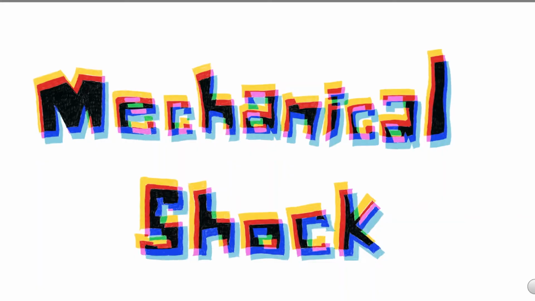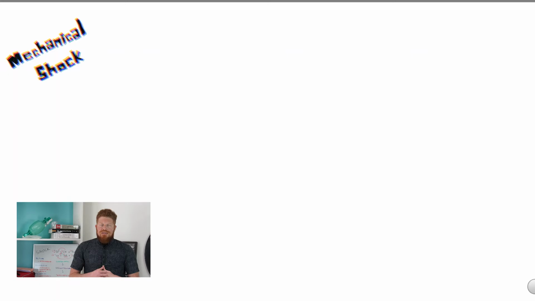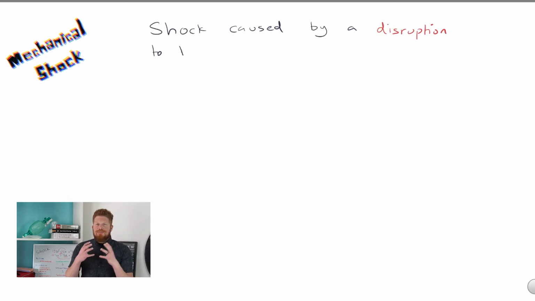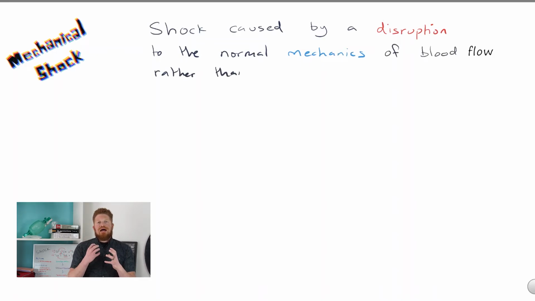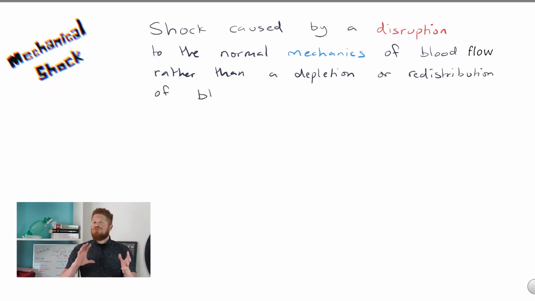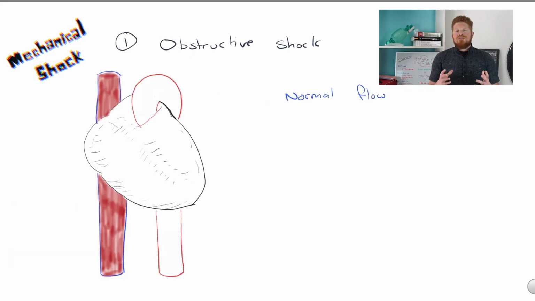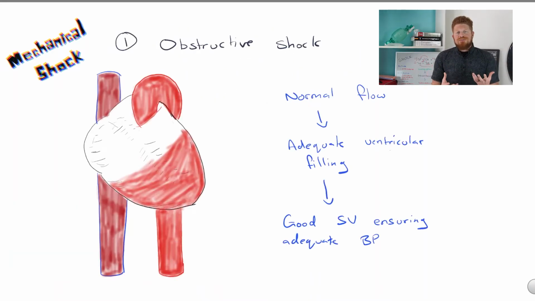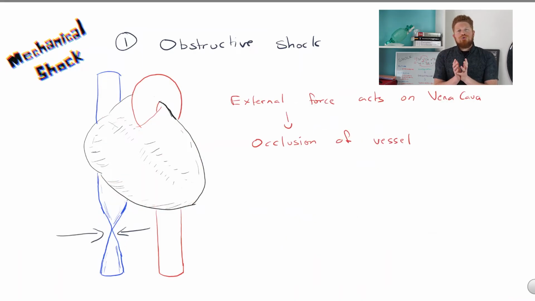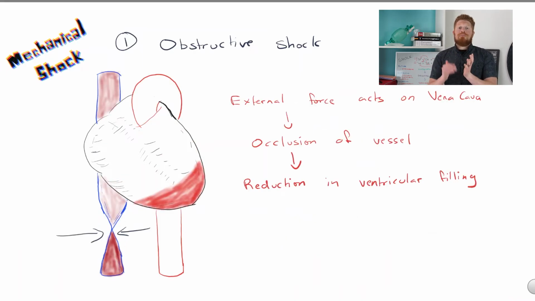The last category of shock that I'm going to talk about here, I'm going to term mechanical shock. Now, this is a shock process that occurs more so because there's something disrupting the normal mechanisms of the human body rather than there being a problem with the volume of blood within our system. There are two types of shock that I'd like to talk about within this category. The first one is called obstructive shock. Shock symptoms can arise when there's something that occludes or obstructs blood flow coming back to the heart.